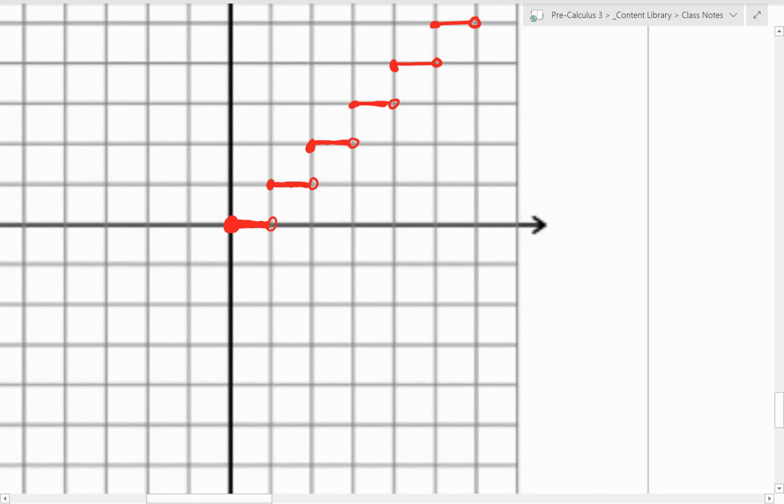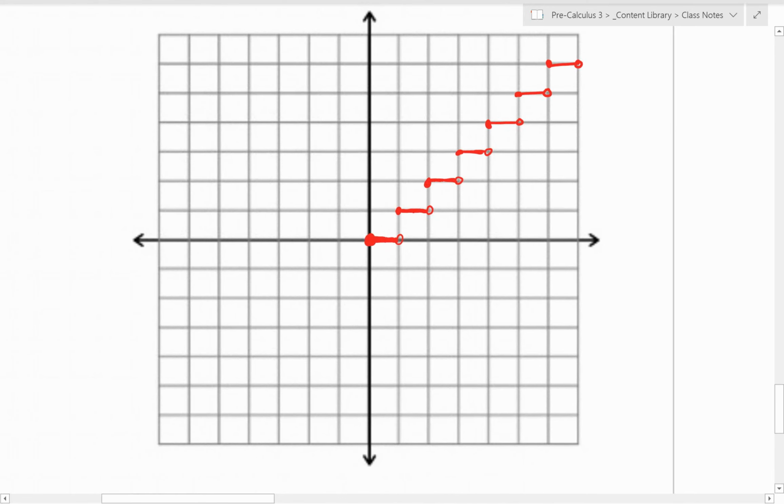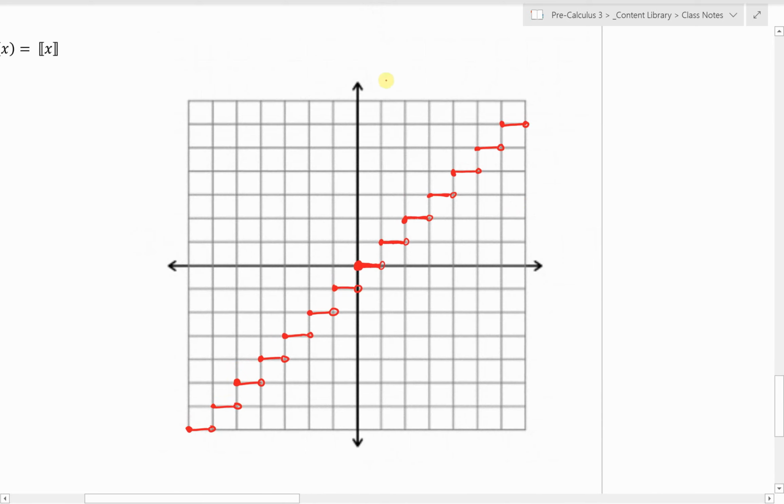And so this is my greatest integer function. It's worth noting, negative numbers are integers as well. This pattern will continue exactly the same on the left side. And then this is our graph of the greatest integer function. So this is the graph of f of x equals the greatest integer that is less than or equal to x.